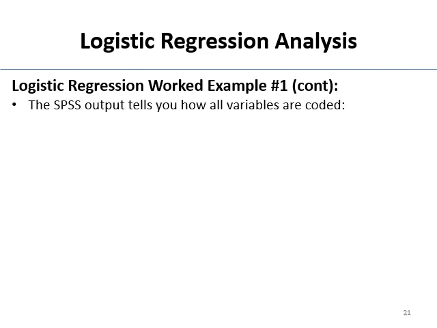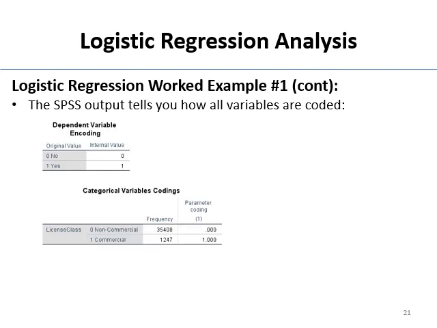All right, so SPSS tells you how all your variables are coded, and this becomes really important because you forget this stuff. So you get this dependent variable encoding, and that's where you see how the dependent variable is coded. And remember, that's crash. 0 is no, 1 is yes.